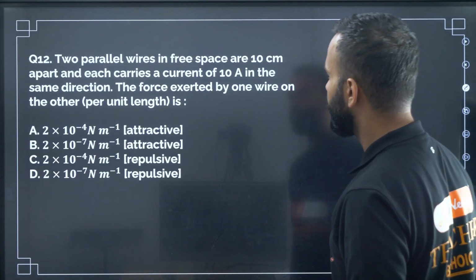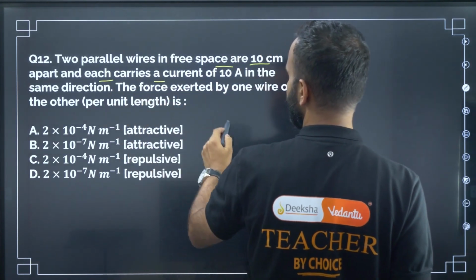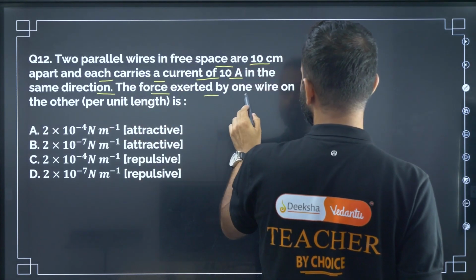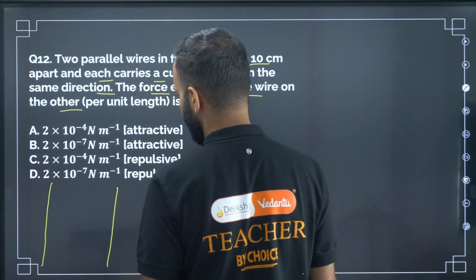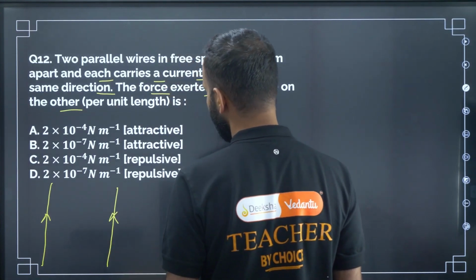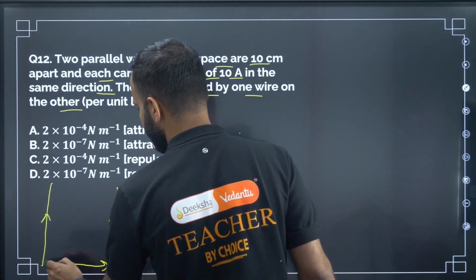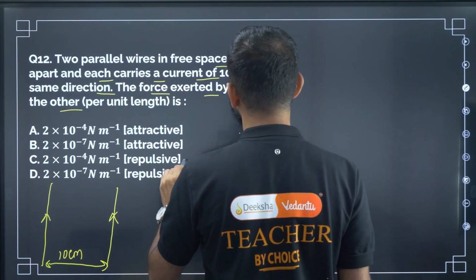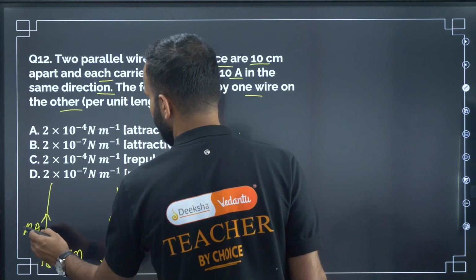Question number 12. Two parallel wires in free space are 10 centimeter apart. Each carries a current of 10 ampere in the same direction. The force exerted by one wire on the other. So this is the long wire, okay? They are asking force per unit length. Two parallel wires in free space are 10 centimeter apart, and each carries a current of 10 ampere.